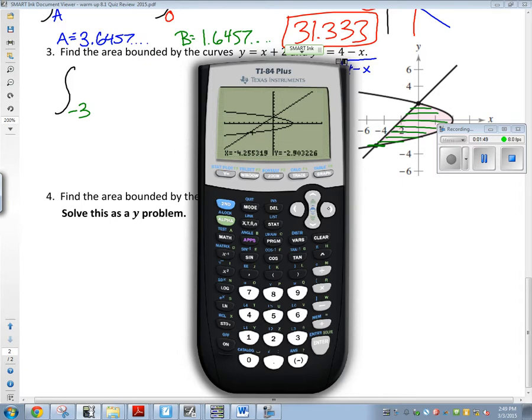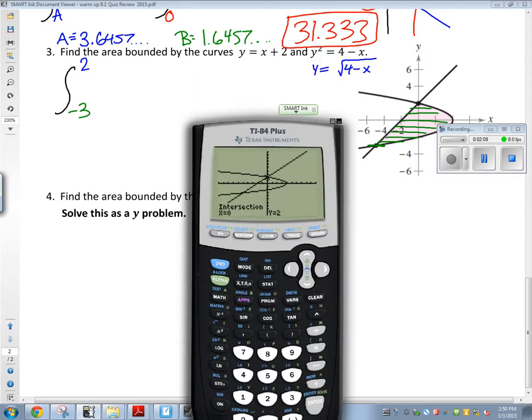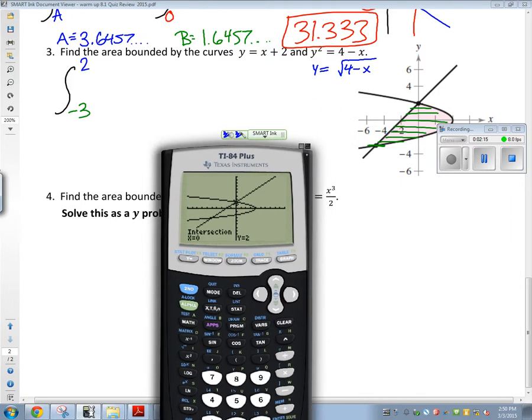to, I want to know, second calculate the intersection point up here. So I'm moving my cursor up to that spot. Enter, enter, enter. My intersect is at 2. So I'm going from -3 to 2. Now I'm not doing top minus bottom anymore. I'm doing right minus left. So for either of these equations, I need to get x by itself, since I'm integrating in terms of y. I'm doing a dy problem. I need to get x by itself.